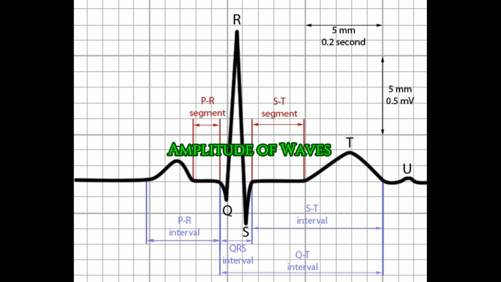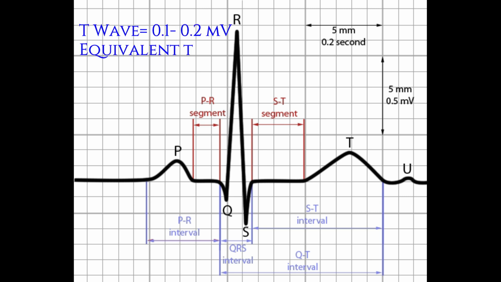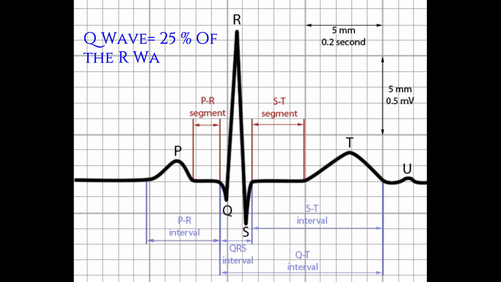Now let's discuss the amplitudes of waves. The amplitude of the P wave is 0.25 millivolt, which is equivalent to 2.5 boxes vertically. The amplitude of the T wave is 0.1 to 0.2 millivolt, which is equivalent to 2 boxes vertically. The amplitude of the R wave is 1.6 millivolt, which is equivalent to 16 boxes vertically. And the amplitude of the Q wave is 25% of the R wave.